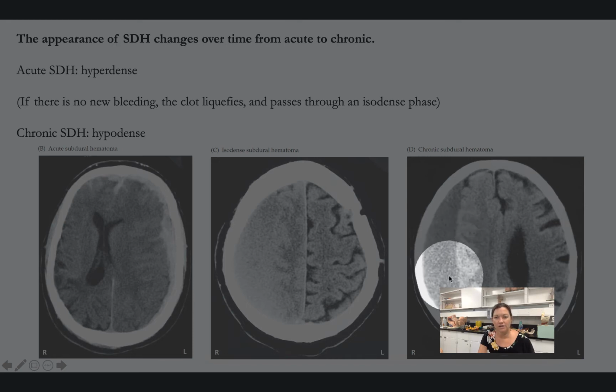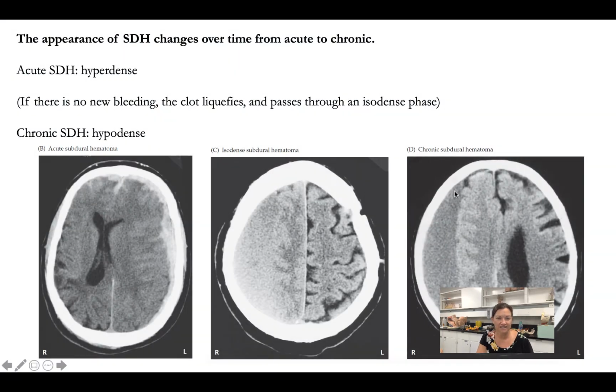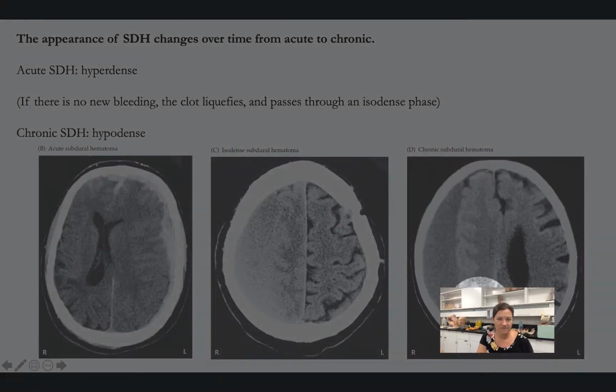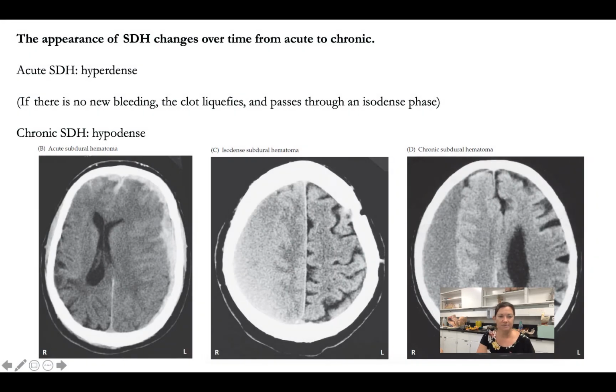Now, I want you to notice the shape of this. So it looks like a banana, right? It's really important to see that this deep surface of it is concave rather than convex. And that's the clear difference, as well as crossing beyond the limits of several bones around the skull. Those are the differences between an epidural hematoma on imaging and a subdural hematoma.